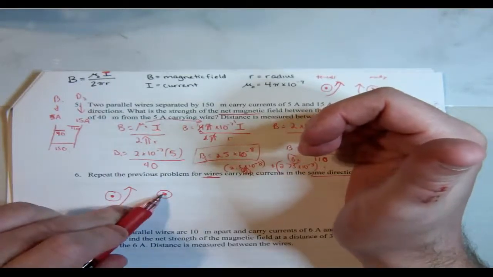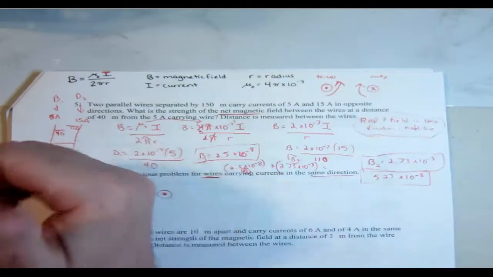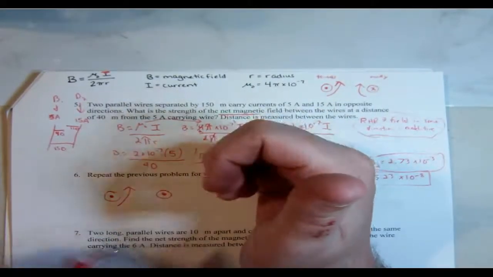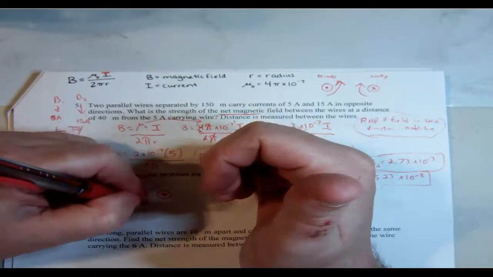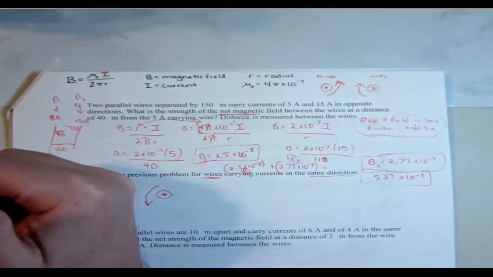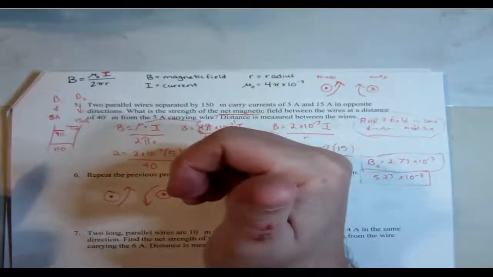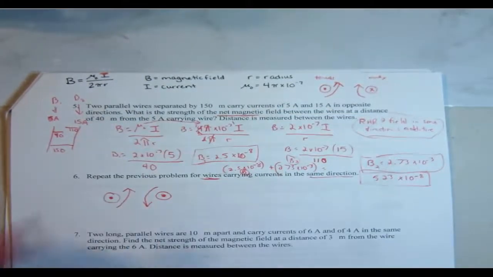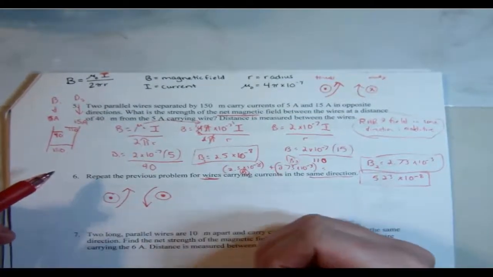The one on the right. Left. The one on the right, the current is going this way. Because I'm talking about left current, right current. Left, right. So notice the currents are going in different directions.